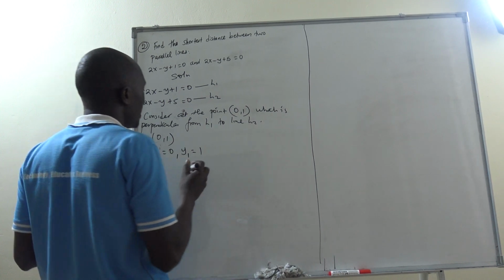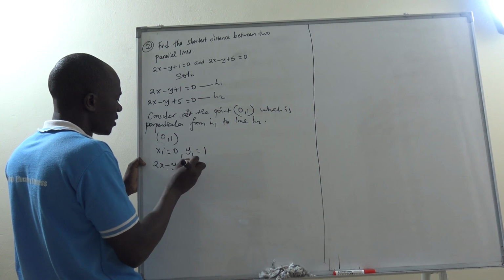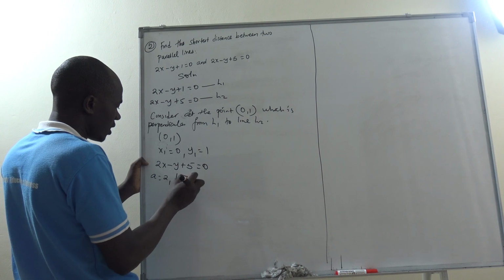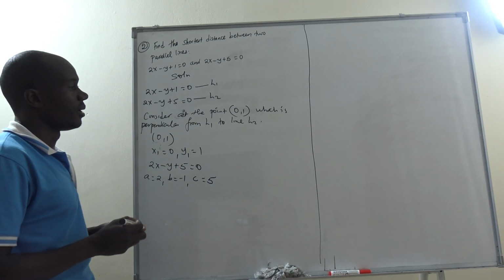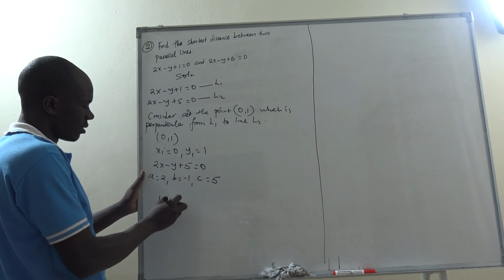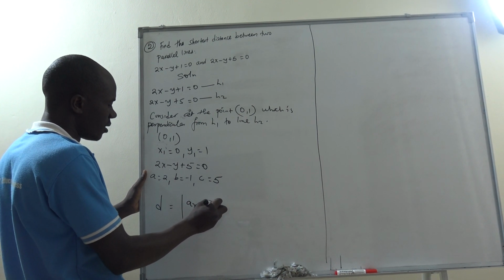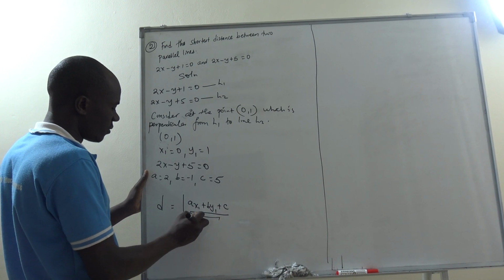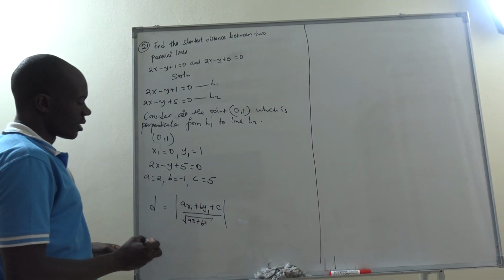So what is the line which you are considering? We are considering 2x minus y plus 5 equals 0. So what is A? A is 2, B equals -1, and C equals 5. So long as you hear that they are perpendicular, that's the condition which comes in. So what is the distance? Distance is given as the magnitude of ax1 plus by1 plus c, all over the root of a squared plus b squared.